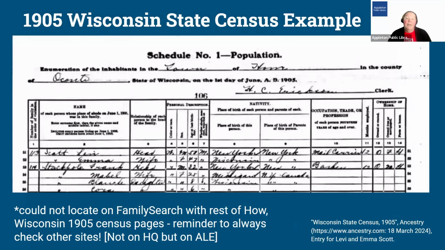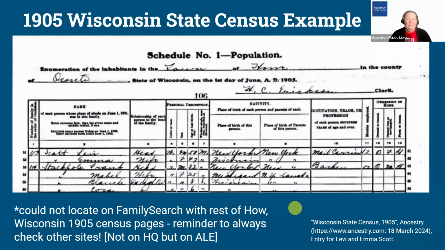And again, here's an example of the 1905 Wisconsin State Census where it has all the heads of household and all of the residents in a given residence. And I just want to point out that I found this one on Ancestry, a paid version of Ancestry, but I could not locate this family on Family Search. So they do have the 1905 Wisconsin State Census on Family Search. And this is in Howe, which is a town in Oconto County. And they had about 8 pages of Howe on Family Search, but on Ancestry, they have about 12 pages.